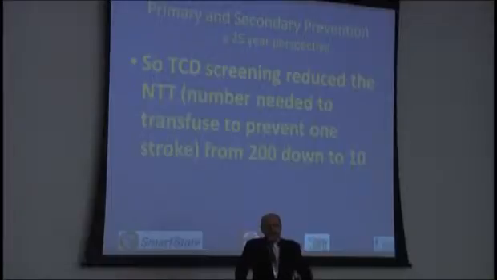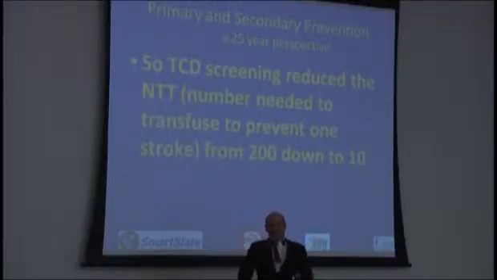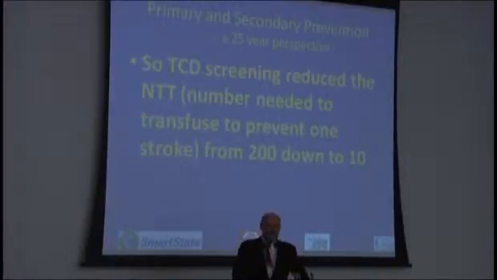So what we found, with a 10% risk of stroke per year in the untreated group, is that the TCD delivers a population where the number needed to transfuse goes from 200 down to 10. And that's much more practical. Many people would like to reduce it further, but for reasons I will show and discuss later, that's not going to be very easy to do, because the rates of stroke are so low that new ways to select patients are going to be very difficult to validate.